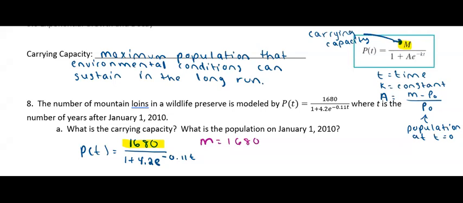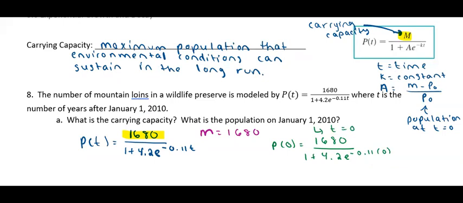Now this one is asking us also, what is the population on January 1st, 2010? Well, notice that in this equation T is the number of years after. So this means that this would be T equals 0. So if we replace T with 0, we'll have P of 0 equals 1680 over 1 plus 4.2 e to the negative 0.11 times 0. Well, 0 times negative 0.11 is going to be 0. Anything to the 0 power that's not 0 is 1. So any non-zero number to the 0 power gives us 1.